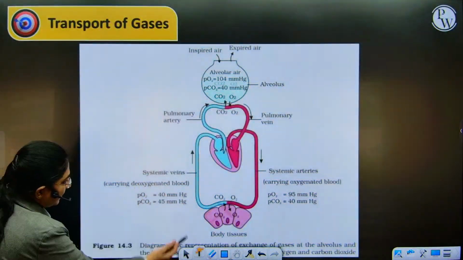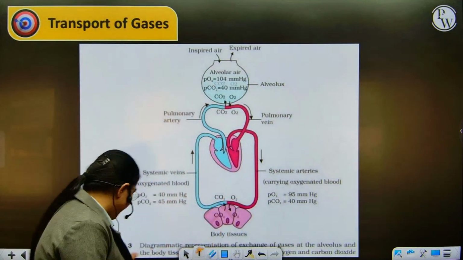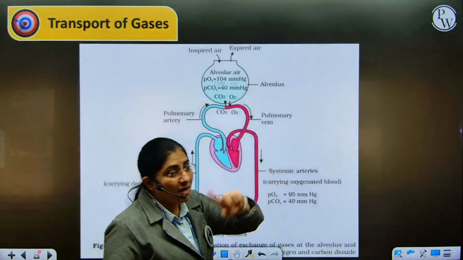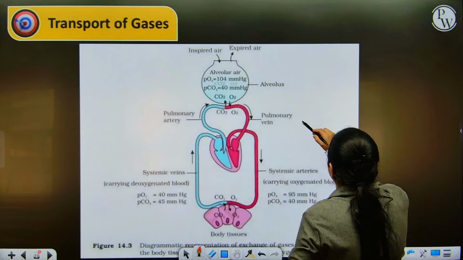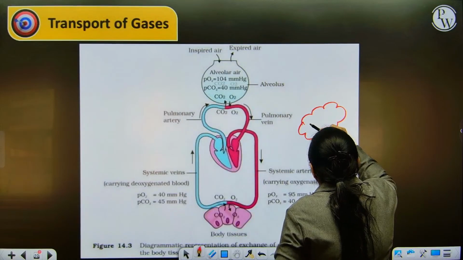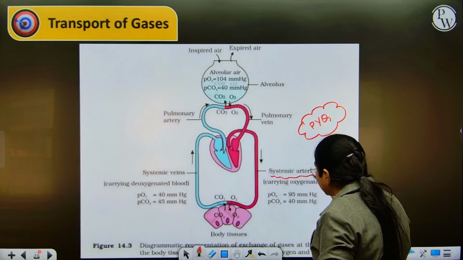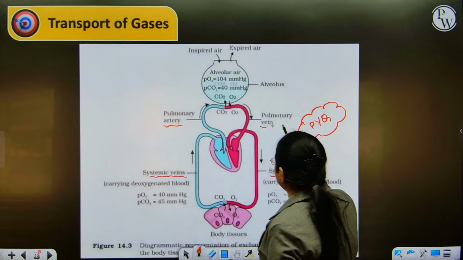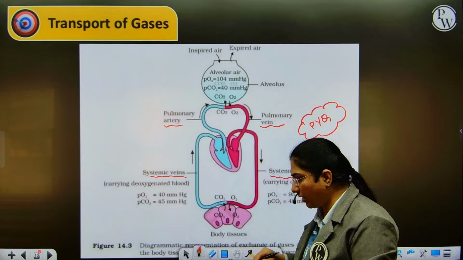This is the NCERT diagram of transport of gases. Why have I given this here when I have explained it beautifully through this diagram? Because this has come as a PYQ, where they have asked as a labeling of systemic artery, systemic vein, pulmonary artery, pulmonary vein, or they can ask you the partial pressures. Okay?